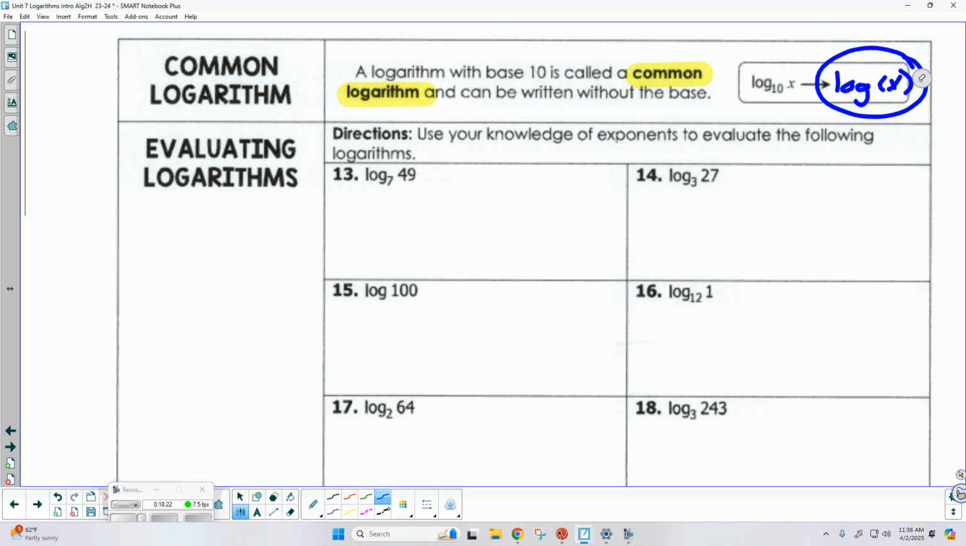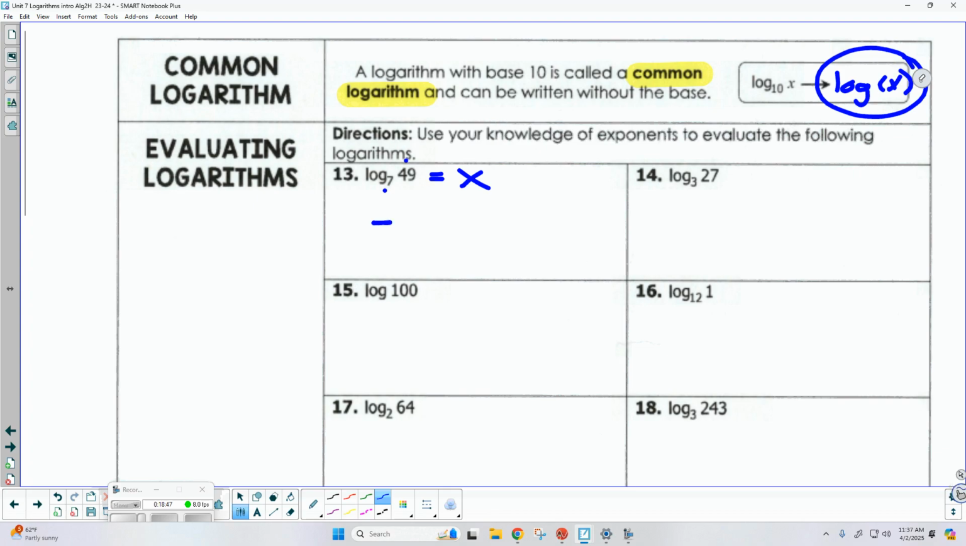Number 13. So log base 7 of 49. So we have the base, we have the argument, but we don't know the power that it equals. Some of these you might be able to tell immediately, right away. Now, if you're not able to see it, we can convert it to an exponential, and that goes a long way in helping a lot of students realize what the value is.